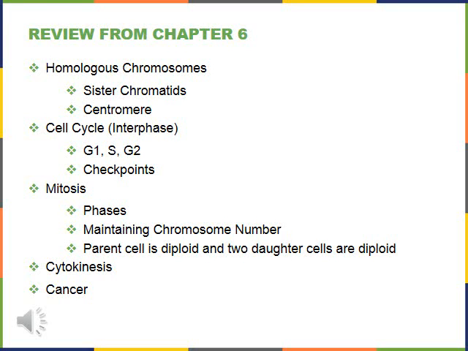One of the most important things to remember about mitosis is that it's for asexual reproduction and that it maintains the chromosomal number. So the number of chromosomes the parent cell starts with will be the same amount that the daughter cells have. And each of the 2 daughter cells has the same number.